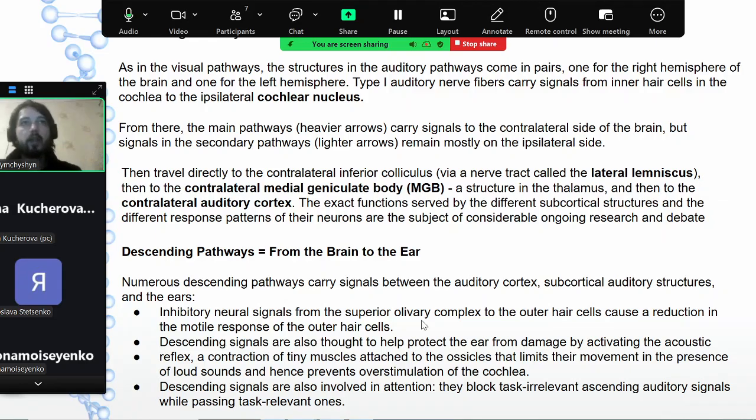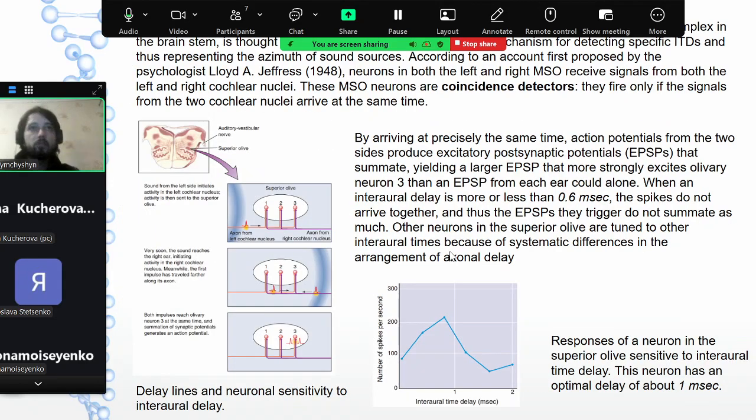They are thought to protect ears with that acoustic reflex. So you remember the tiny muscles that were attached to ossicles in the middle ear, so they are controlled with the descending pathway. And of course, the descending signals are also involved in attention. They block task irrelevant ascending auditory signals while passing task relevant. So you know that if we hear a lot of mixture of sounds, we can somehow discern which sound we're interested in, and just ignore all the rest.